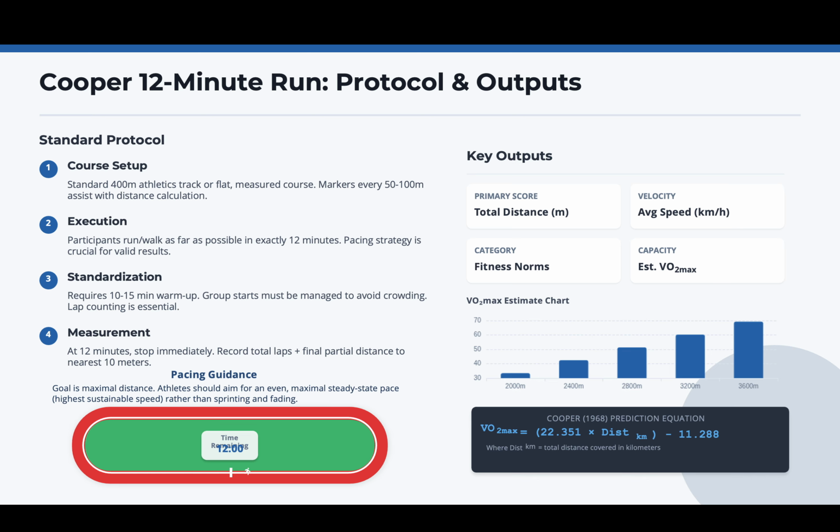You have the predictive equation developed by Cooper in 1968. VO2 max is equal to 22.351 times the distance in kilometers minus 11.288, where the distance is the total distance covered in kilometers.